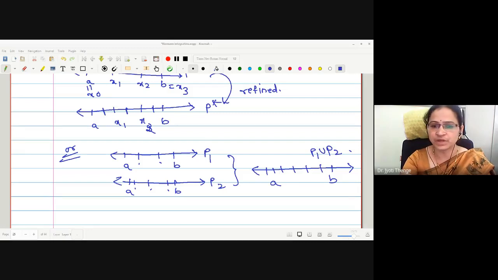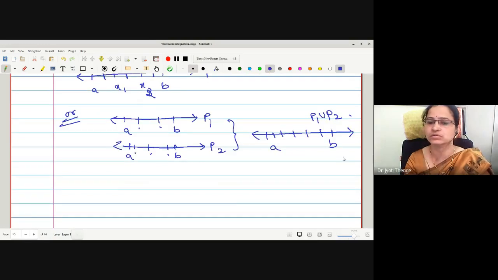Now, is this P1 union P2 a refinement of P1 and of P2 also? How many points do we have in P1 union P2? In between A and B, we have 5 points, which means in all there are 7 points. In P1, we have 4 points. And are all the 4 points coming in this category? Yes, they are. Similarly, for P2 also, all the 3 points in between A and B we have drawn here. Therefore, this is a refinement of P2 as well. Therefore, whenever we have 2 different partitions, P1 and P2, yes.